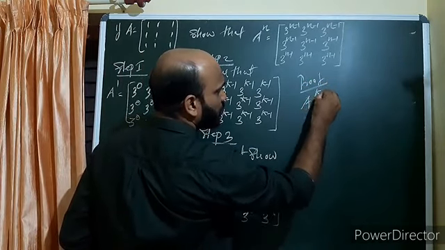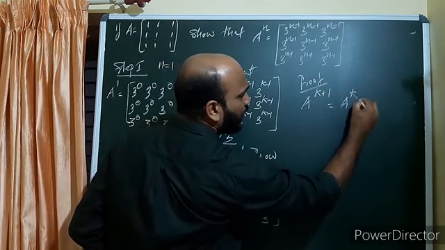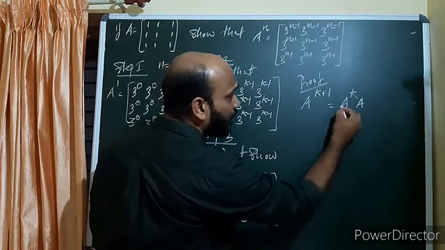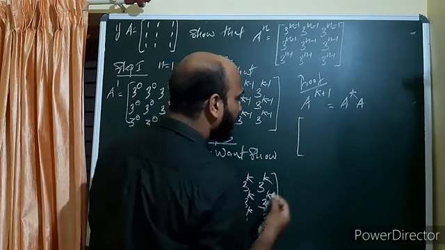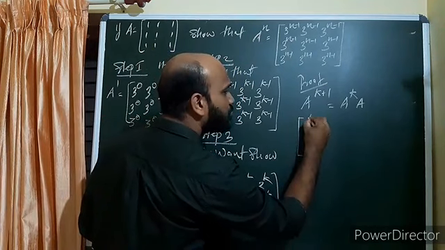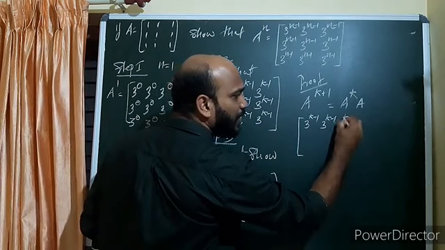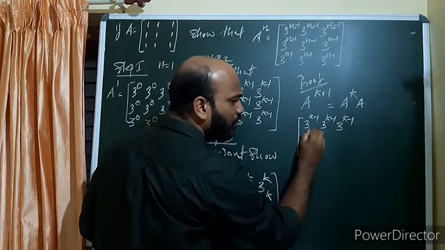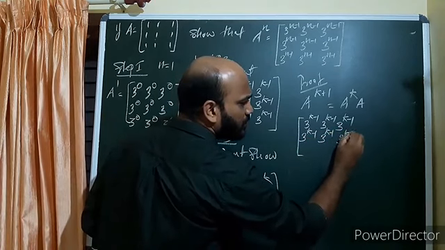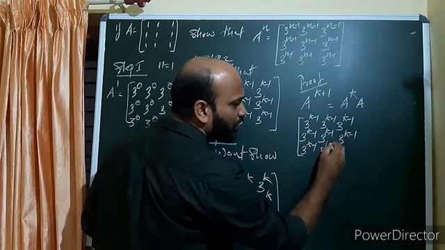A raised to k plus 1. What is A raised to k plus 1? It is equal to A raised to k into A. We can write like this. Now what is A raised to k? By step 2, A raised to k equals the matrix with all elements written as 3 raised to k minus 1. It's a lengthy question, so its mark is 4 marks.